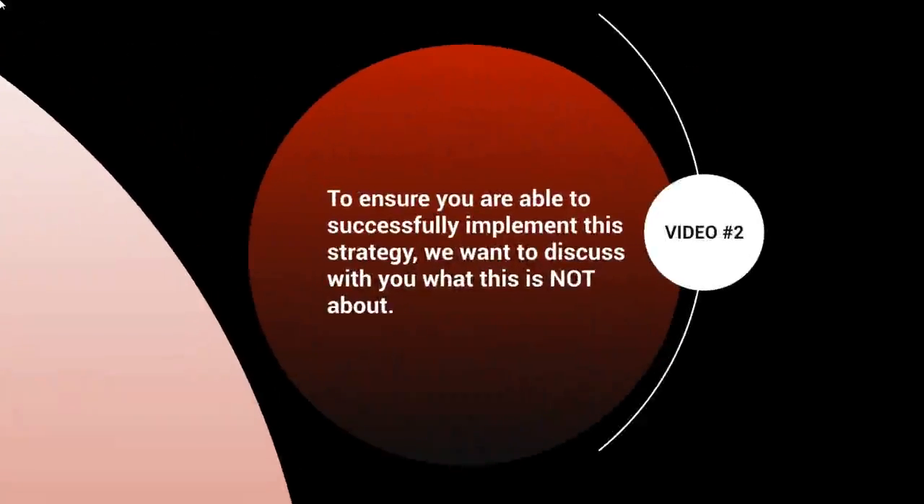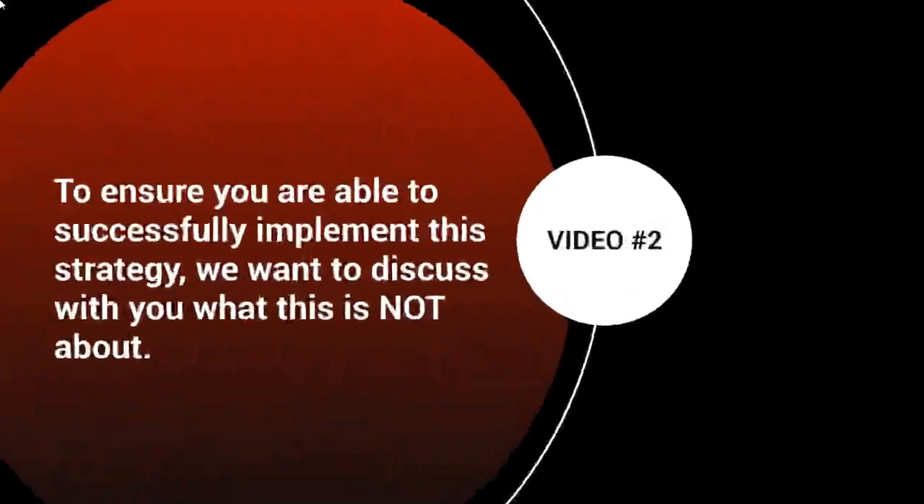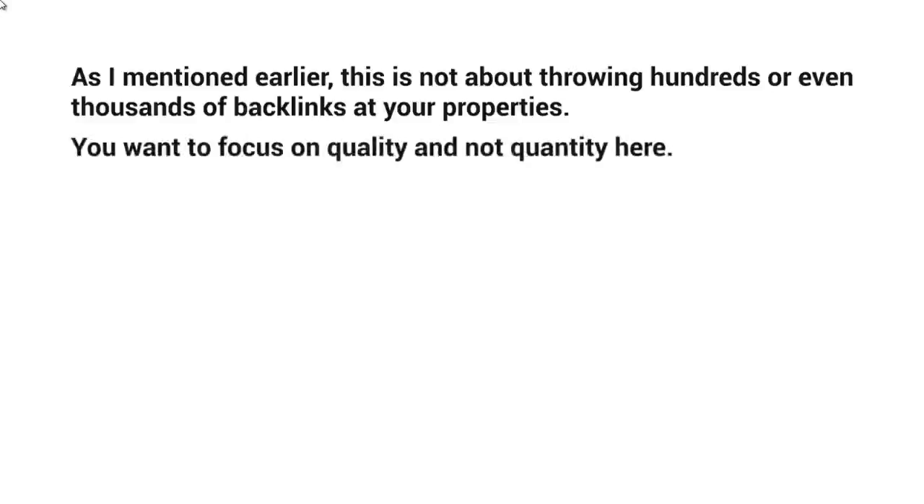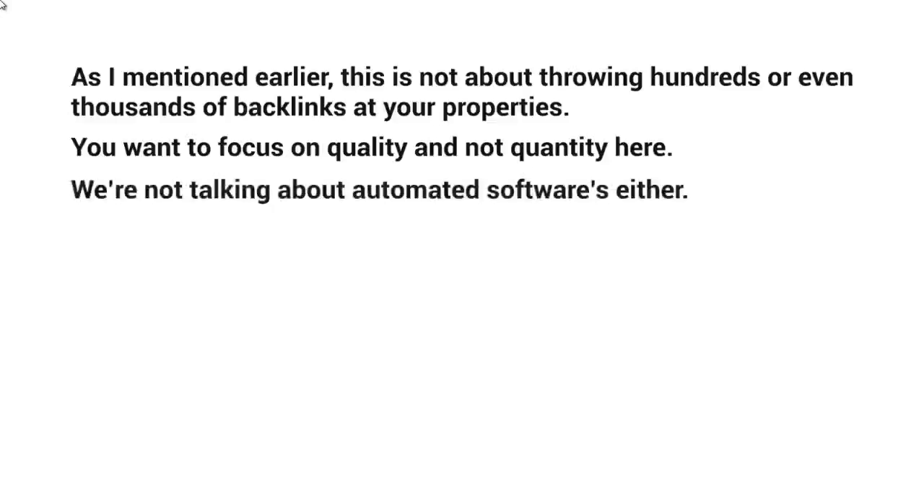All right. So to ensure that you're able to successfully implement this strategy, we want to discuss things that you do not want to do. So as I mentioned earlier in the previous video, this is not about throwing hundreds or even thousands of backlinks at your YouTube channel or at your properties. In fact, YouTube has become very, very smart in figuring out if you are actually gaming the system. So what we're trying to do here is think of a strategy that works long term. So you want to focus on quality and not quantity here. It's better to get a few backlinks that are of quality rather than getting thousands of backlinks that don't even relate to your content. And we're not talking about automated softwares either.